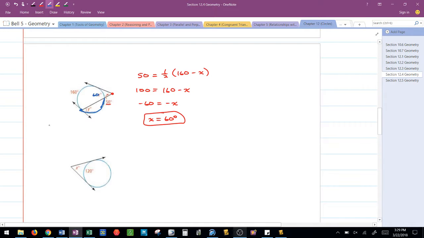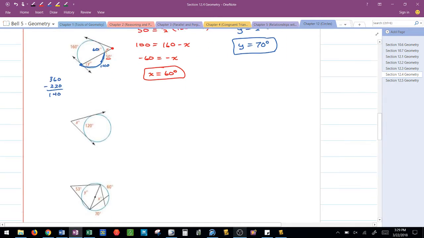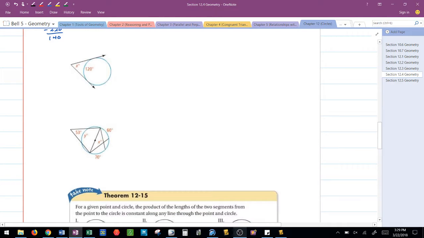First off, I need to take 360 minus 160 plus 60, which would be 220. And that tells me that that missing arc is 140. So to find y, since it's an inscribed angle, I have to take half of the arc that's measured as 140. And that tells me that angle y is equal to 70 degrees. Okay? All right, let's take a look at this third example here.